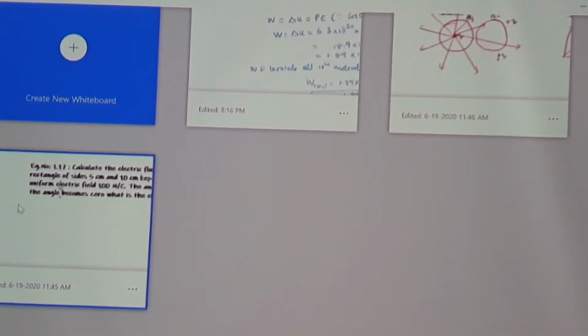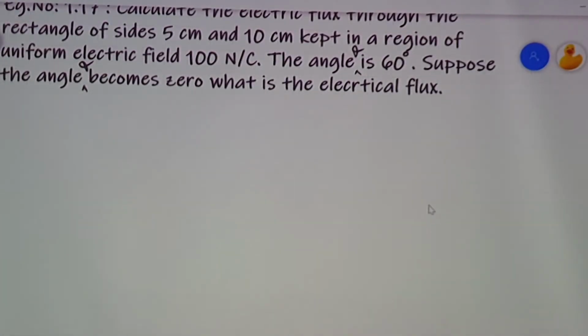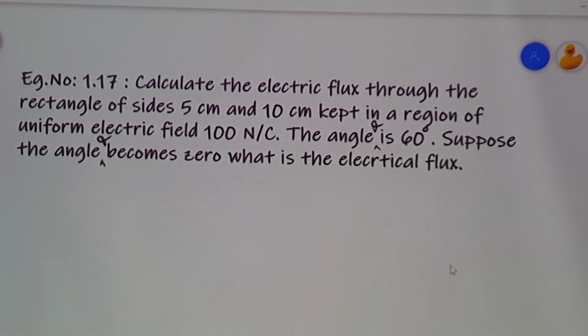So the next problem is problem number 1.17. What is this problem? See, go through it. Calculate the electrical flux through the rectangle of sides 5 cm and 10 cm kept in a region of uniform electrical field of 100 Newton per Coulomb. The angle of inclination is 60 degree.